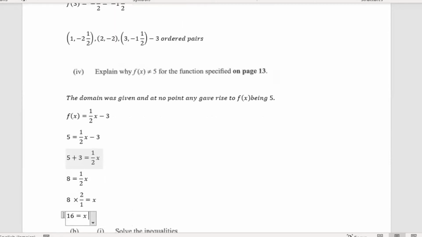At no point in this question did they tell us that 16 was a domain value. The 3 domain values that they gave us, which were the x values, are 1, 2, and 3, which was stated in the original question. So that is why this proves why f of x is not equal to 5.